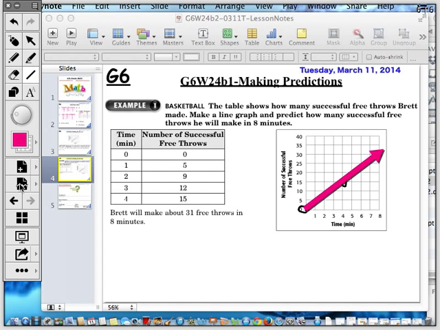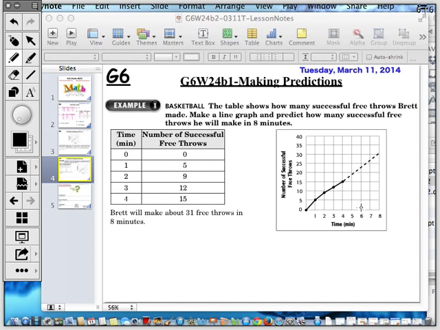Okay, and you use these 2 points. Use the first point and the last point to connect the line. And then whatever is on that line out here is what you can do to make predictions. So you can predict at 5 minutes he'll make roughly how many free throws? 20. Good. Or 19. Looks like it's right underneath it.